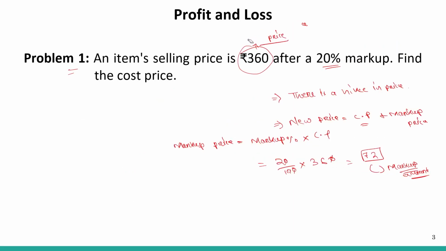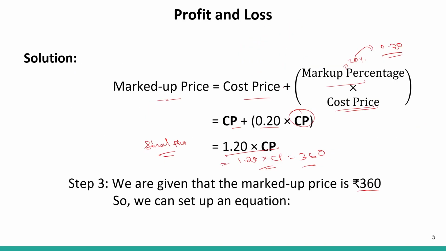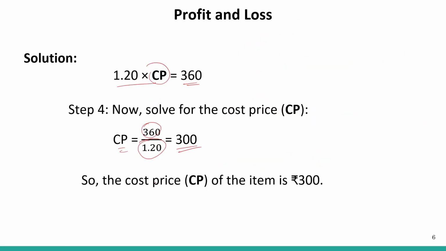So this 360 is not the cost price, this is the selling price. Why? Because it is told that after a 20% markup, so here "after" is an important term. If it had been told that it is before a 20% markup, then this could have been taken as the cost price. So the cost price of the item is basically 300, because after a 20% markup it was sold for 360 rupees. So we learned how to solve this kind of problem.